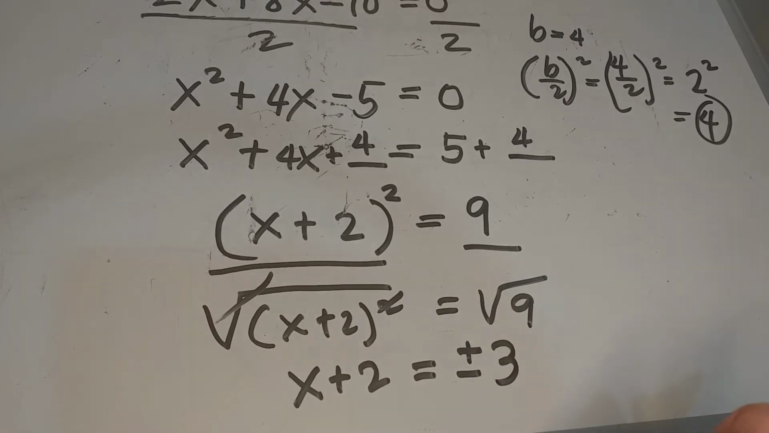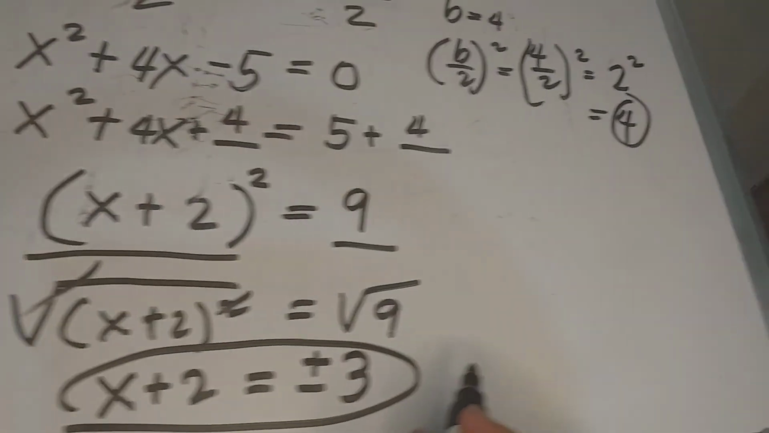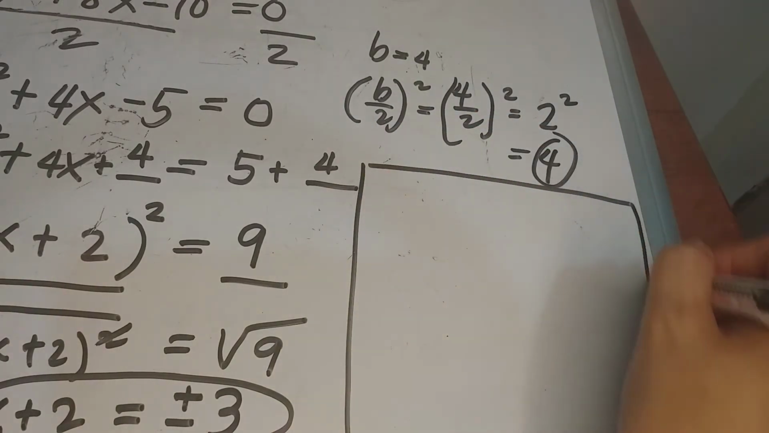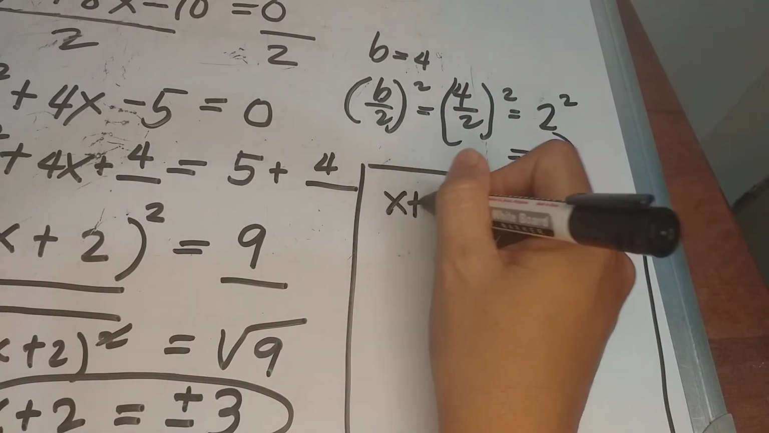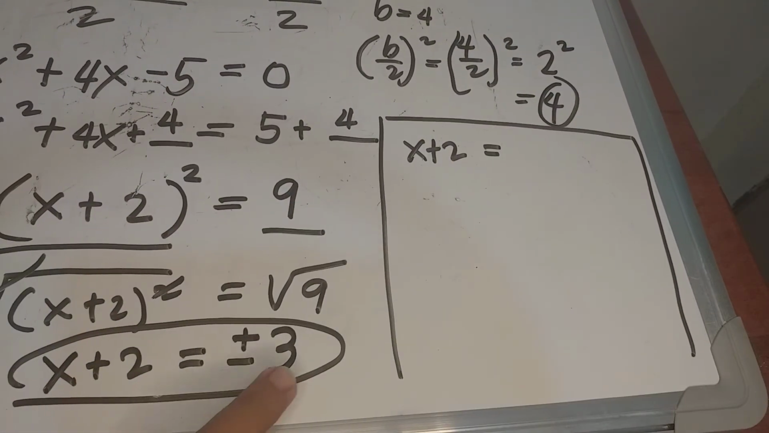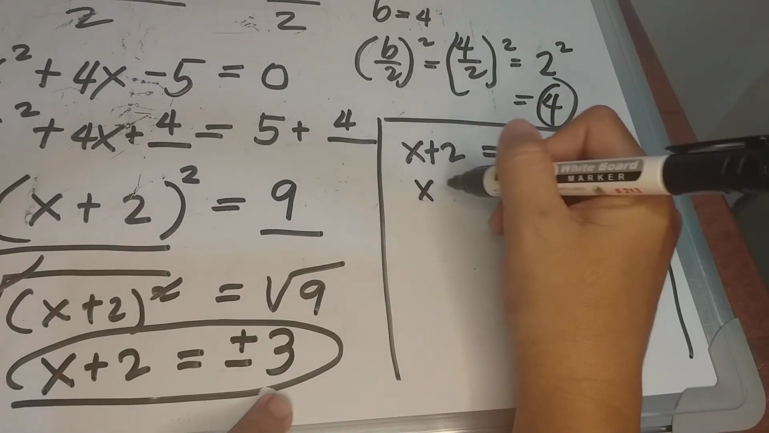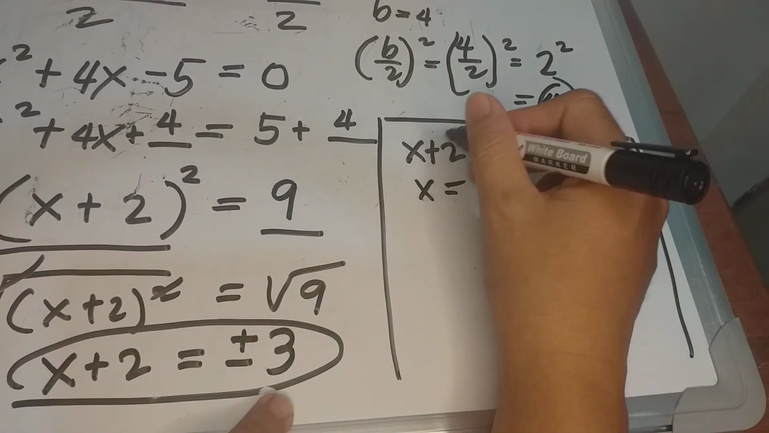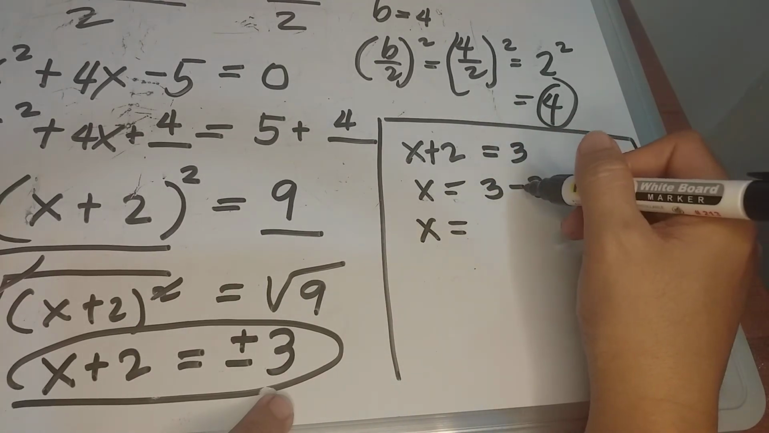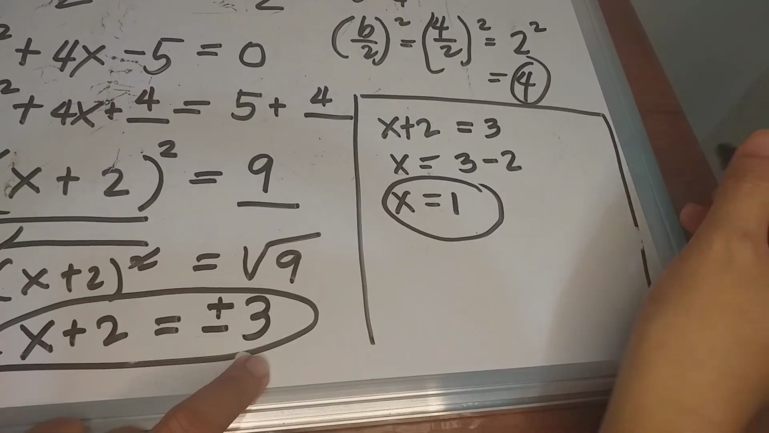Hindi pa tayo tapos. Pag nakuha natin to, isi-separate natin yan dito. If we have x plus 2 is equal to, gagamitin muna natin yung positive 3. So the answer is x is equal to 3, lipat sa kanan, negative 2, and x is equal to 3 minus 2 is 1. So, ang unang solution is 1.